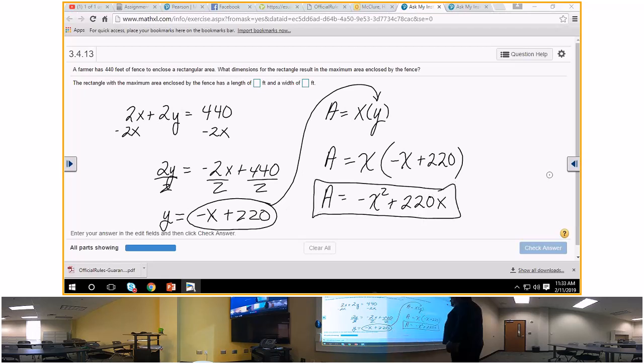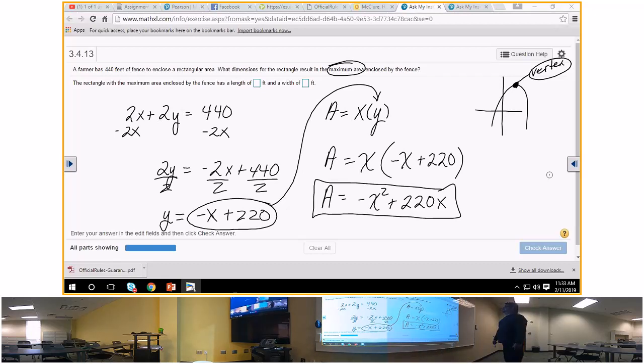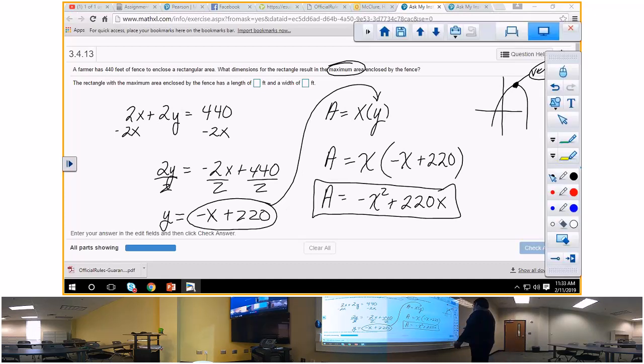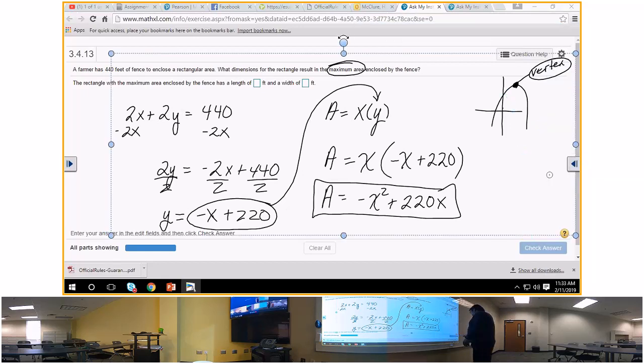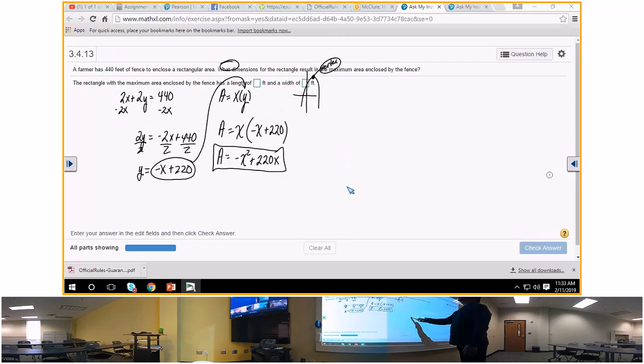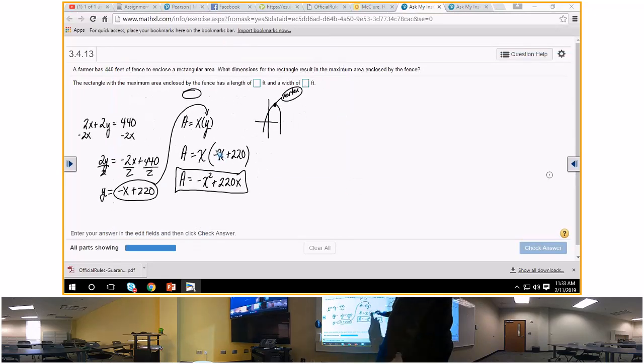Now that you know your family of graphs, you know this quadratic is opening downward, so I'm just drawing it. I don't know where it is. This point right here is your highest point, so you need to find the vertex because that's basically your maximum area reached. Okay, so find your vertex. How do you do that? Completing the square. So I'll just make all this small if I can.